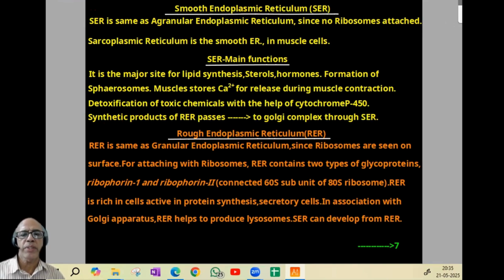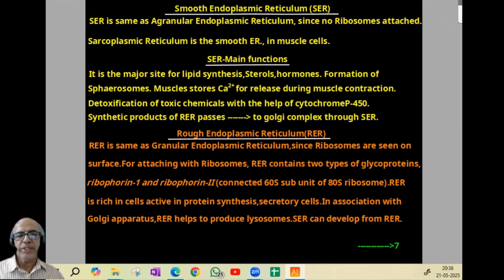Now comes rough endoplasmic reticulum, otherwise called ARIA. ARIA is the same as granular endoplasmic reticulum because ribosomes will appear like granules, since ribosomes are seen on the surface. For attaching with the ribosome, ARIA contains two types of glycoprotein, important from the entrance point of view. One is riboforin 1 and the other is riboforin 2, connected to the 60S subunit of the 80S ribosome, because we are dealing with eukaryotes.